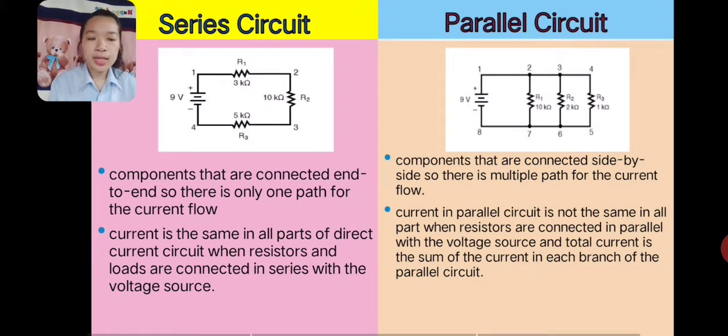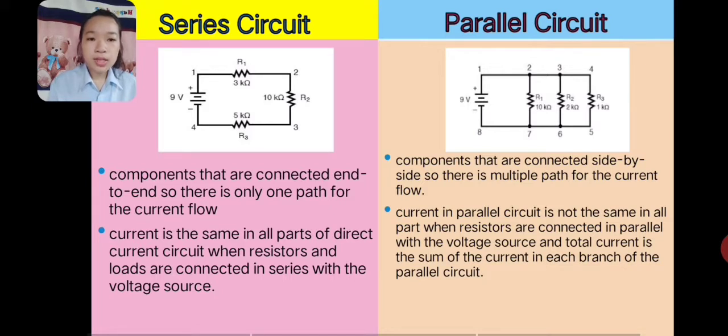As you can see in the diagram, there is a different arrangement between the series circuit and the parallel circuit. For series circuits, the components are connected end to end, so there is only one path for the current flow. However, for parallel circuits, the components are connected side by side, so there are multiple paths for the current flow.